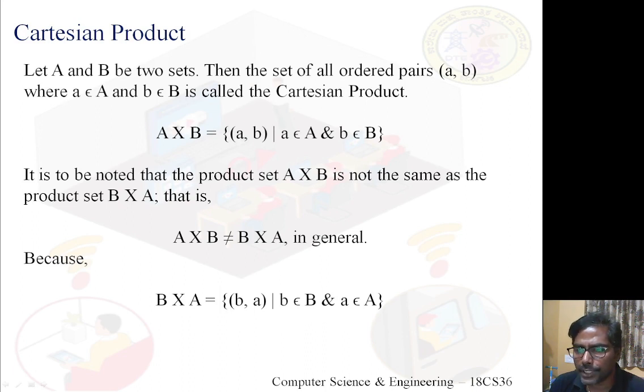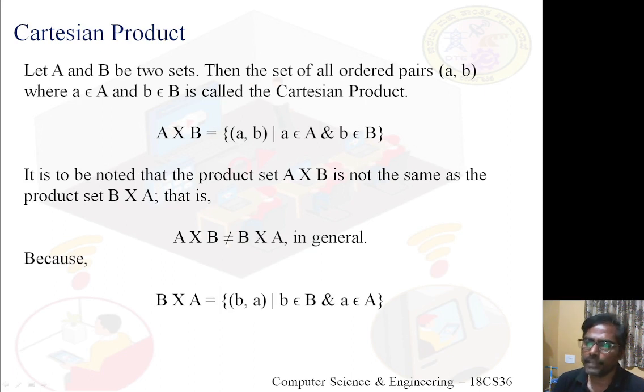Clear? So the Cartesian product or cross product of any two sets A and B is nothing but the set of all possible ordered pairs a comma b, where element a belongs to set A and element b belongs to set B. As you can see on the slide, the cross product of A and B is symbolically represented as A cross B equals the set of ordered pairs a comma b, where the opening curly bracket says it's a set, such that the first element of the ordered pair, that is a, belongs to set A, and the second element of the ordered pair a comma b belongs to set B.